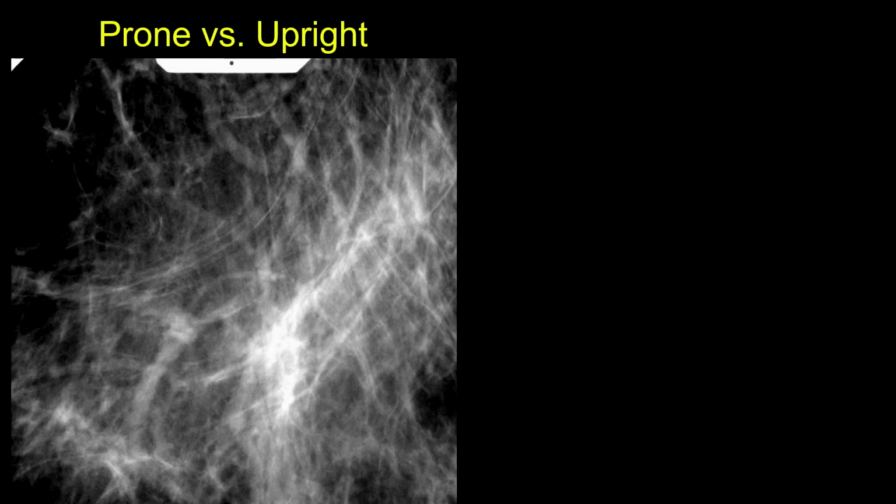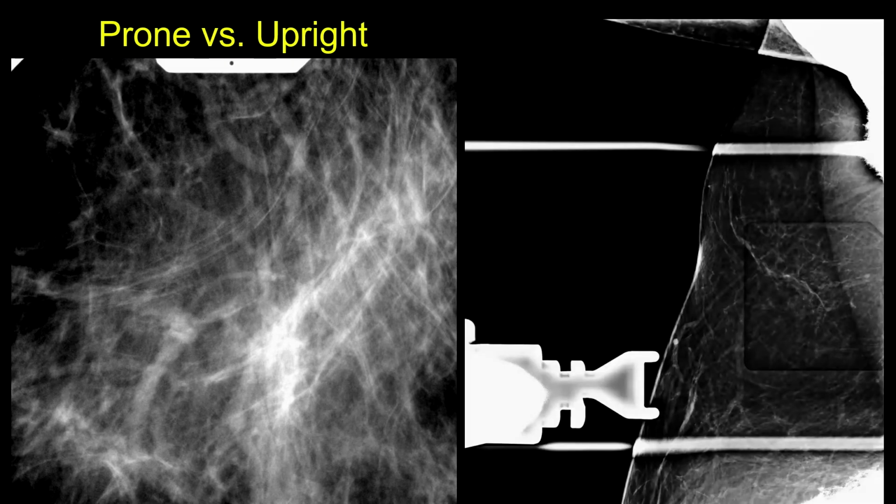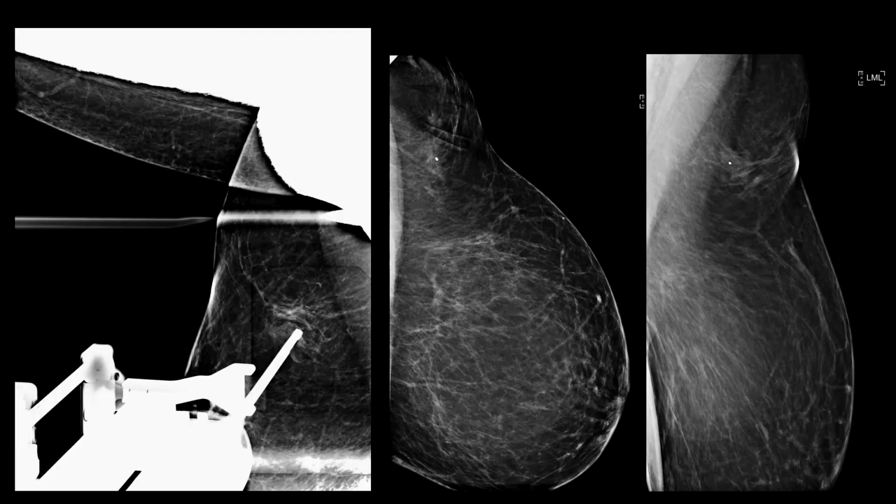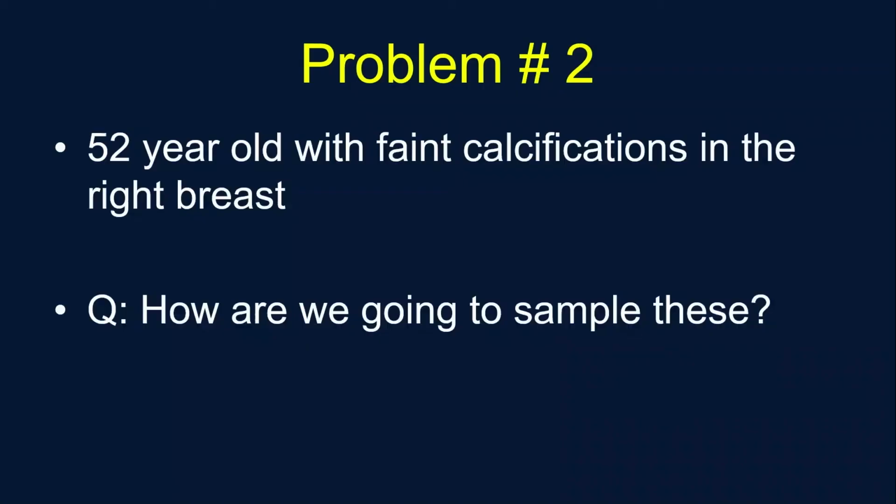So here is the patient on the prone table, and we cannot find the target. Here is the upright unit. It usually allows you to position for more posterior tissue and also gives you a little wider field of view. And here it shows that the target is successfully biopsied with the upright unit.